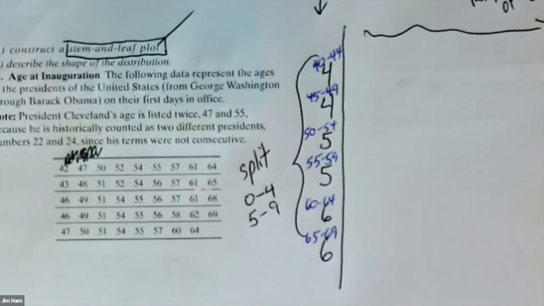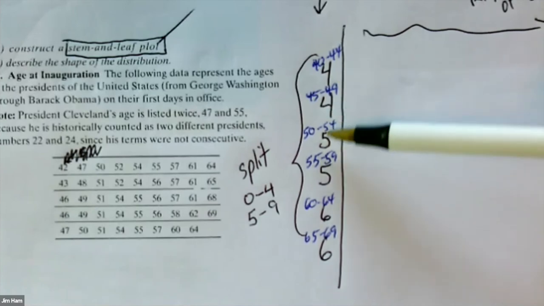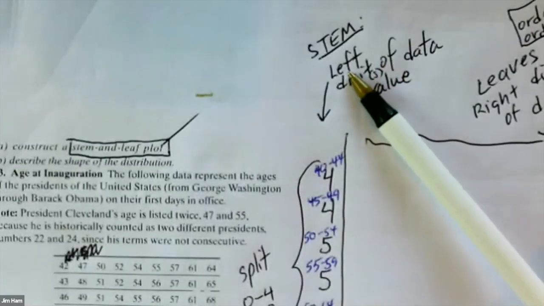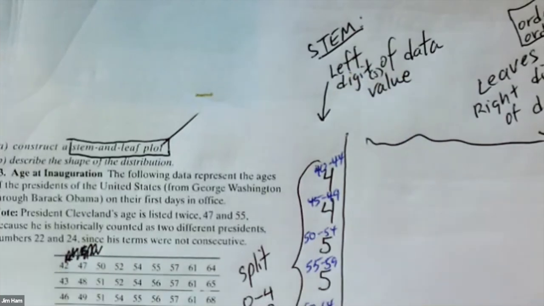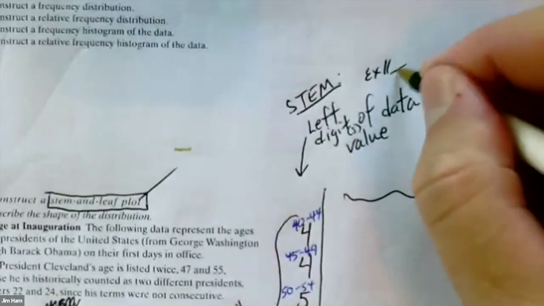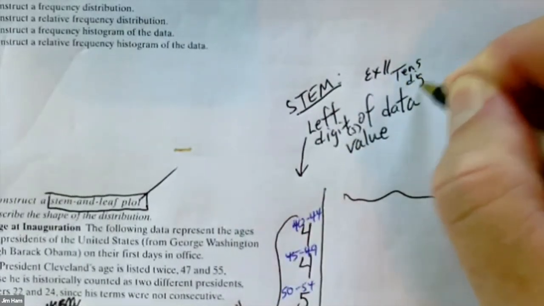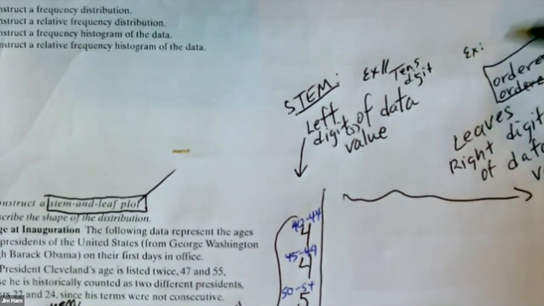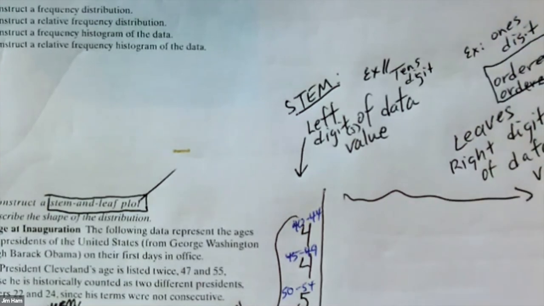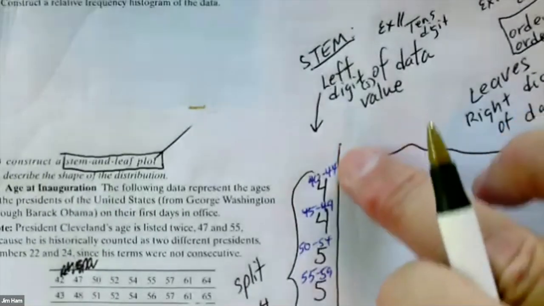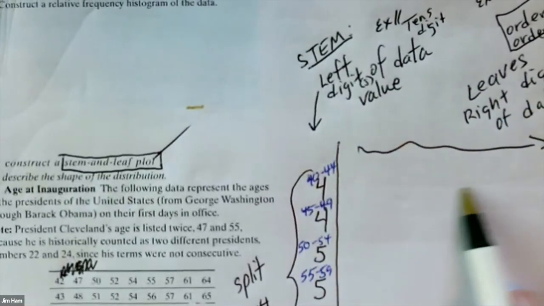In some of your stem and leaf plots, you will have just a single stem for each digit. But the left digit in this case would be the tens digit. So for our example, the tens digit. And for our example over here for leaves, it's the ones digit, or the units digit.